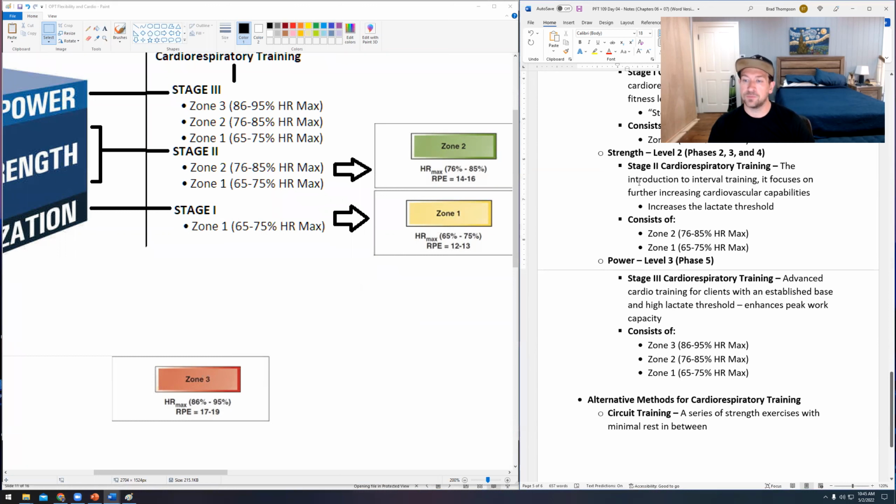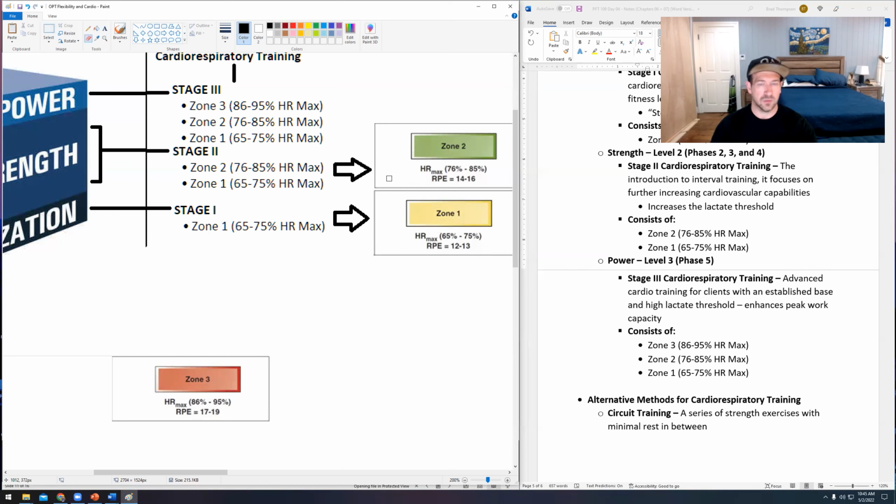So stage 2 introduces interval training. It focuses on further increasing your cardiovascular capabilities, particularly your lactate threshold. We'll talk more about lactate in later classes. But the tool bag has 2 tools in it, right? It's got zones 1 and 2. Zone 1 is now used for recovery, even though it used to be our workout zone. And zone 2 is used as the work.